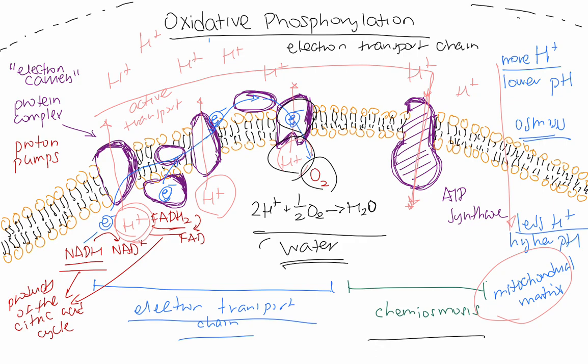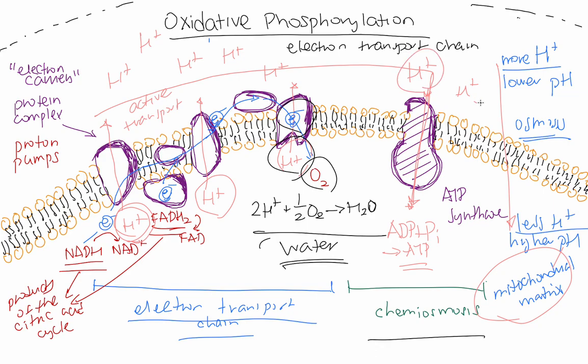And as those hydrogen ions move through ATP synthase, what's going to happen is that it is going to release energy. And that energy is then going to be used to combine ADP and phosphate. And when we combine ADP and phosphate, you'll remember that we actually make ATP. And that is how we make lots and lots of ATP in oxidative phosphorylation.